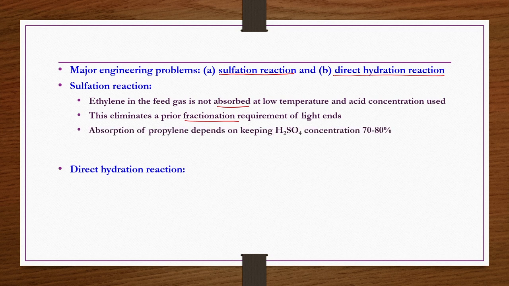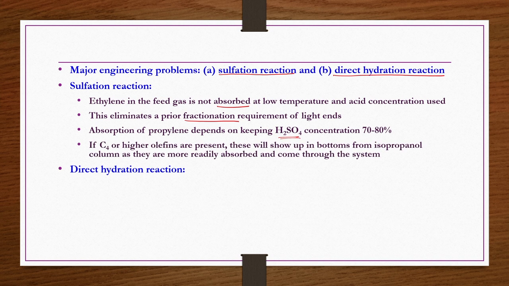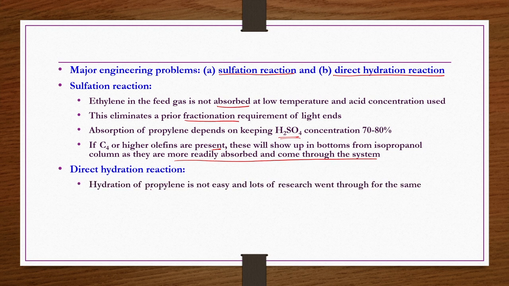Absorption of propylene depends on keeping the H2SO4 concentration between 70% to 80%. If C4 or higher olefins are present in the feed, these will show up in the bottoms from the isopropanol column as they are more readily absorbed and come through the system. Coming to the direct hydration reaction, hydration of propylene is not easy and lots of research went into it.